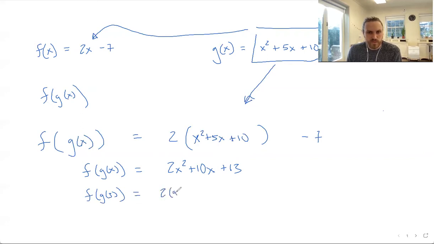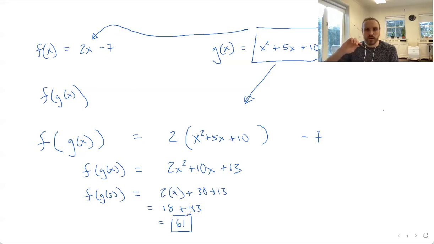That would be 2 times 9 plus 30 plus 13, which is 18 plus 43, which is, let's see here, 61. And that's the result that we had gotten before by plugging 3 into g and then plugging that result into f. So if you're finding a number, you can either plug it into one function, then plug it into the other, or you can find the formula and then plug in the number from there.